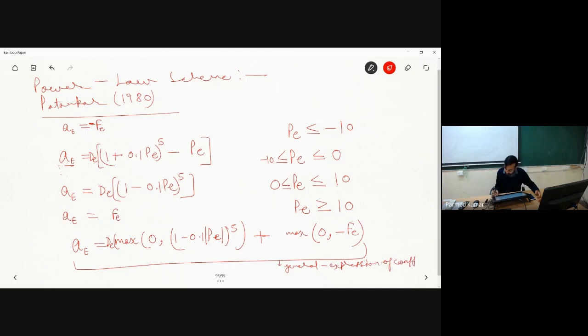This point is clear. So what I will be getting, if I have to calculate the general coefficient, that will be nothing but AE equal to DE times maximum of 0 or 1 minus 0.1 into Peclet number power 5. And this Peclet number I am considering in mod. So that's why I am taking care of both these forms, and plus maximum of either 0 or minus FE. Okay, so that will be basically giving me the generalized coefficient.